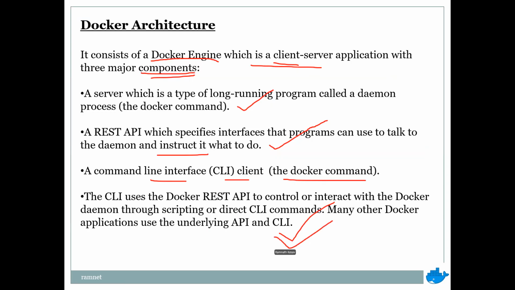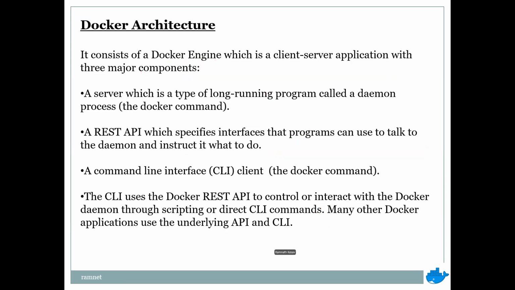How is the architecture like that? How is it performing the work? We can see it when I am running the Docker commands and what is actually happening. So there are three things. One is a server, another one is a client like the REST API, third one is a command line interface. Through this, your Docker is constructed.